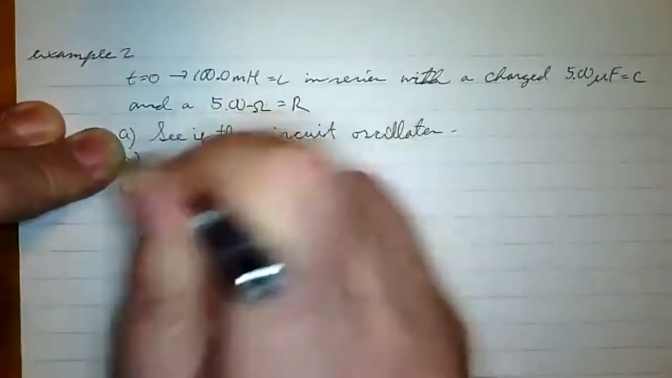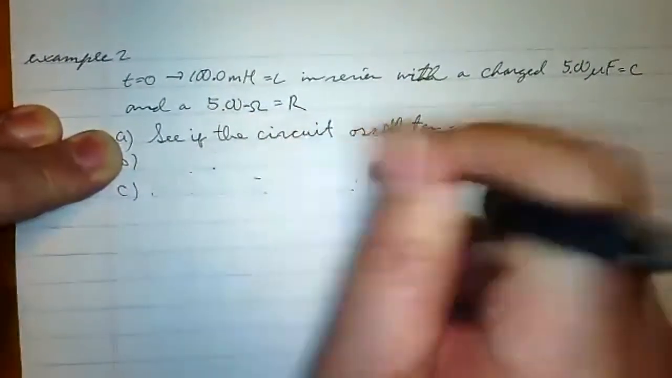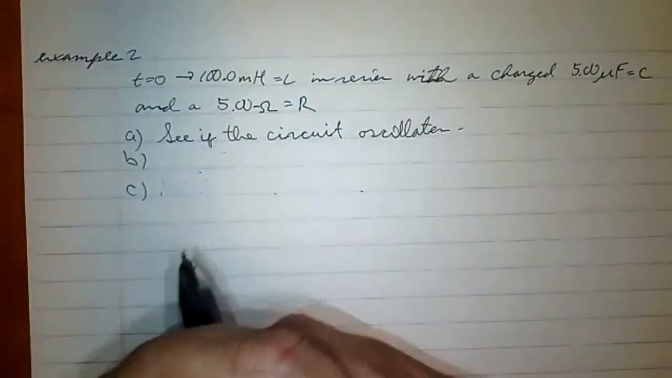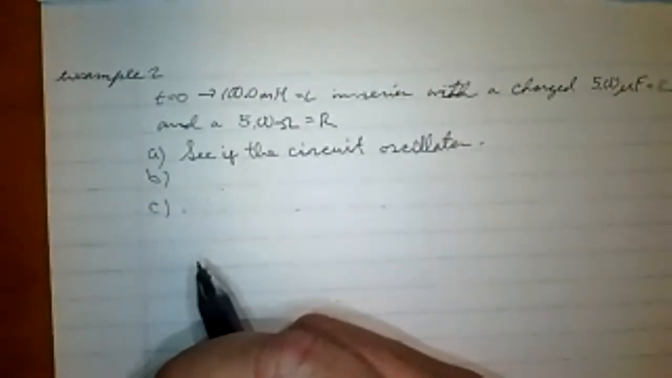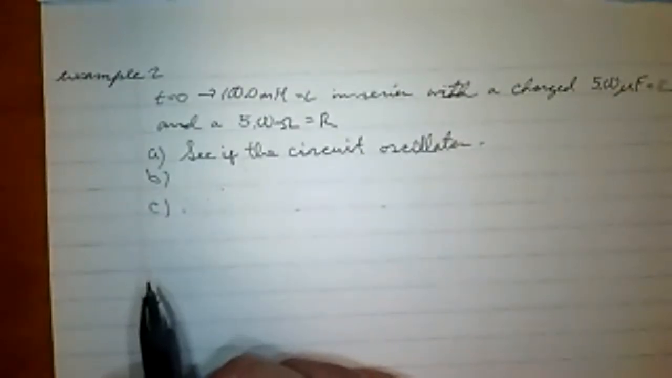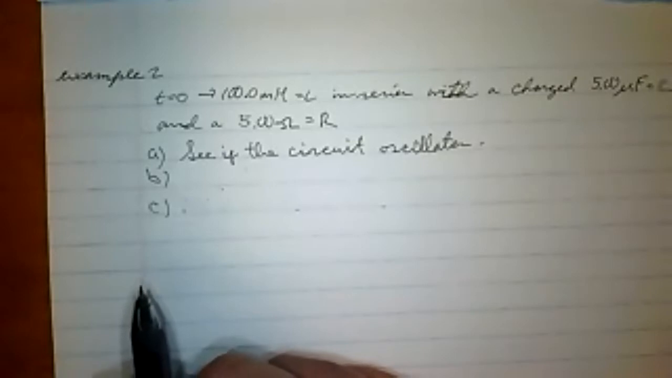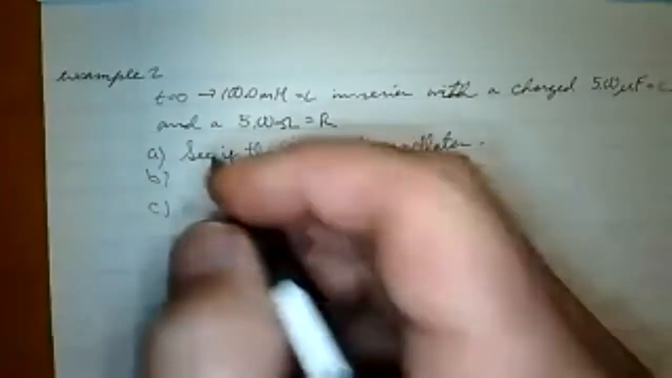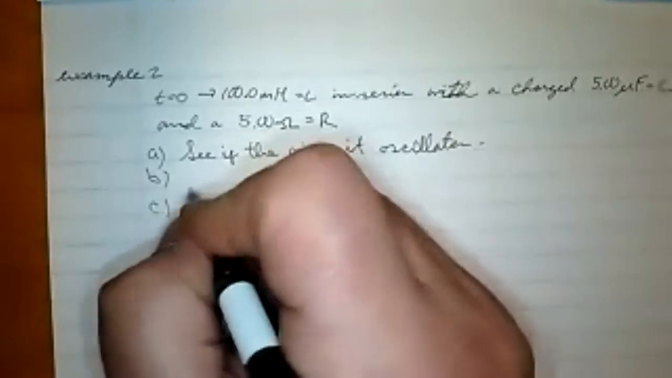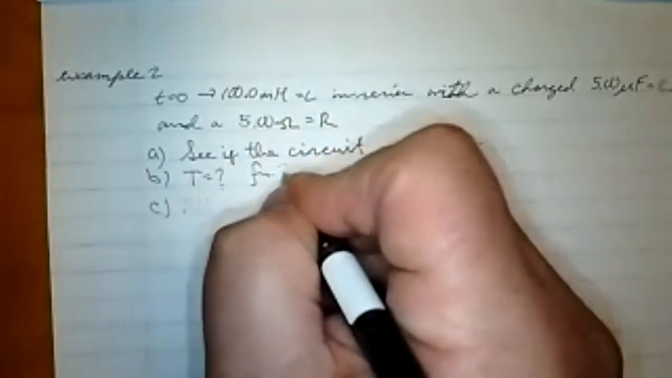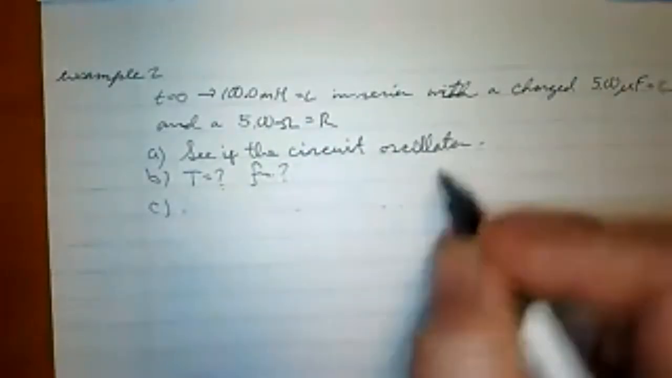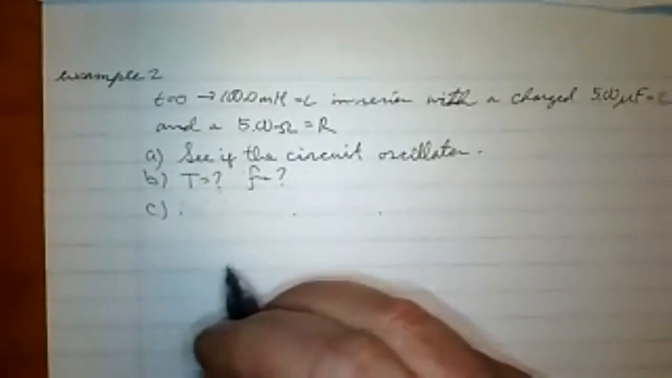I'm sorry. I was actually mixing this up with the last problem I just did. Sorry about that. So yeah, first I want to see if it oscillates. I guess you probably can already figure out whether or not it does. Remember, overdamped and critically damped means it does not oscillate, and underdamped means it does oscillate. So I also want to know in part B the frequency and period. So I'm going to say period equals question mark, and frequency equals question mark. Again, that's assuming that it oscillates, as you might suspect it does.